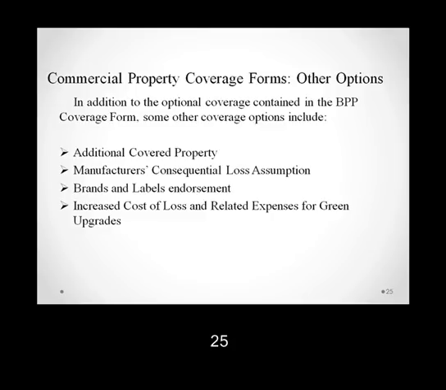Now, there are certain other options under the commercial property coverage form that you could choose to have them covered as an option. And again, since they are options, they do not come automatically with your commercial property coverage. You have to pay extra premium for them. There's additional covered property, manufacturer's consequential loss assumption, brands and label endorsement, increased cost of loss, and related expense for green updates.